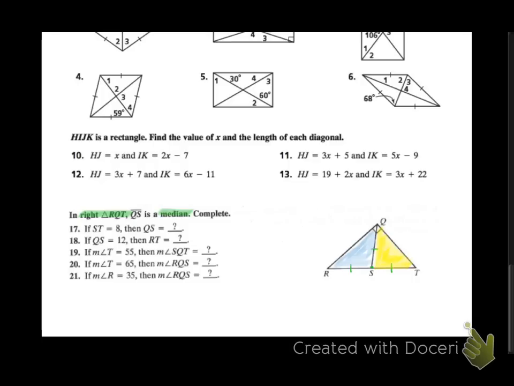What ends up happening if you know one of these angles? You know all of them, just like you can with a rectangle. Remember, this is half of a rectangle. So see if you can figure out how to answer these questions over here based on that. You're going to use isosceles triangle properties mostly here for 19, 20, and 21. Give it a shot. Okay, if this is 65 degrees up here, how do you find RQS? Supplementary angles.